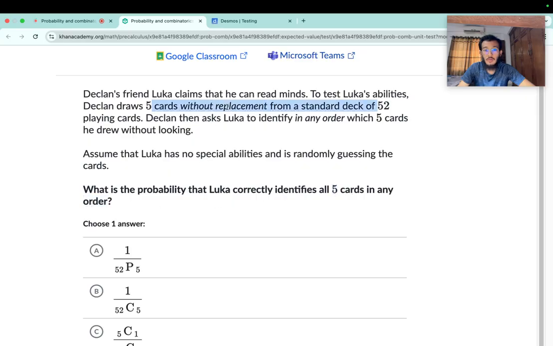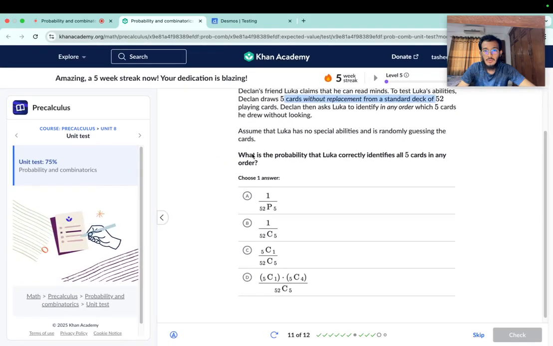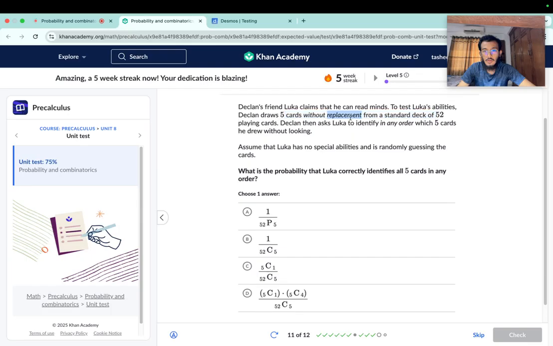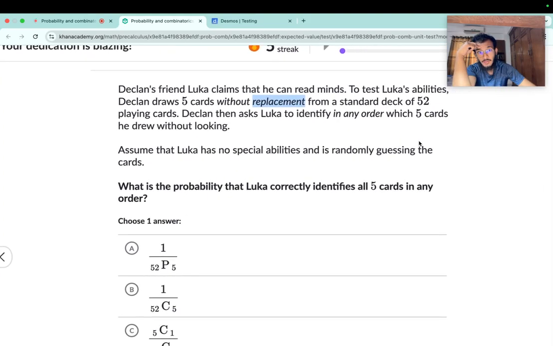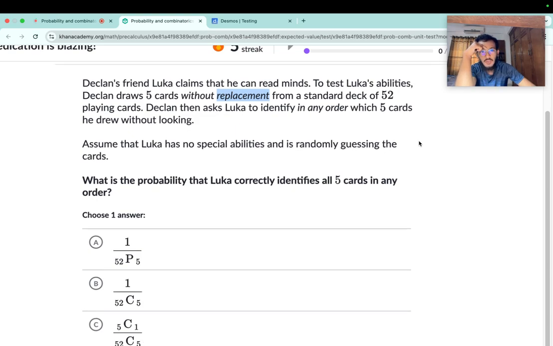So without replacement. So this means once you take it, you're not placing it back. So you're selecting five, and does order matter? Declan asks Luca to identify in any order, so order doesn't matter. You just have to guess the five cards. So we use combination and not permutation because order doesn't matter. We choose five cards from 52, 52C5.